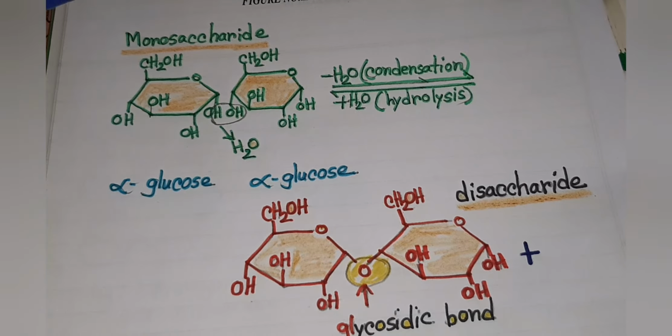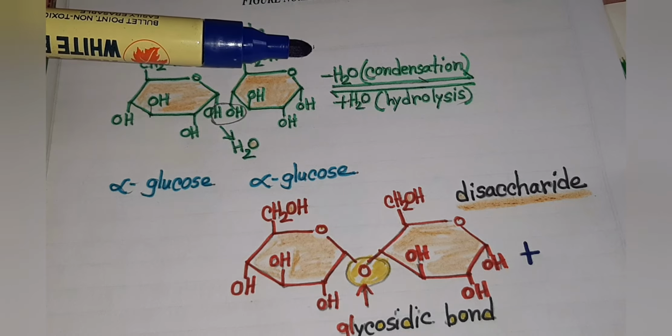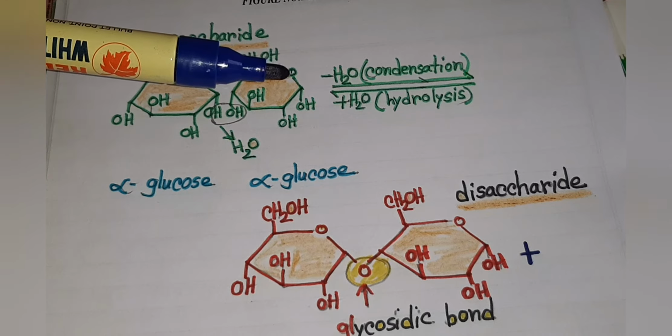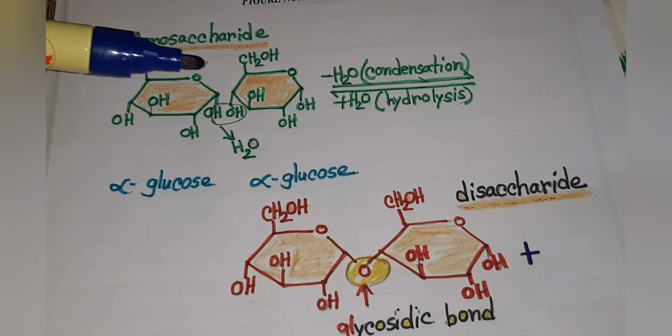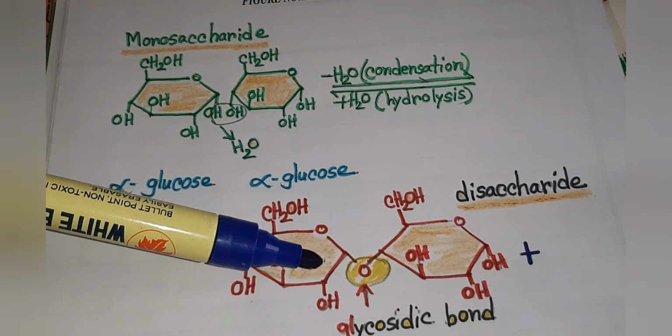All right. So these are monosaccharides, alpha glucose and alpha glucose. So here is the condensation reaction. What is a condensation reaction? Do you remember? Condensation is a chemical reaction in which two simple molecules are joined together to form a larger molecule.